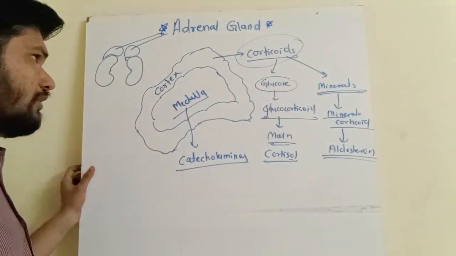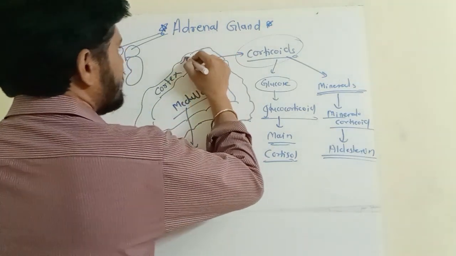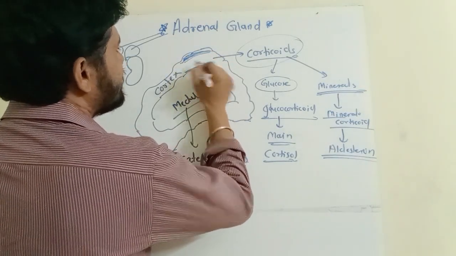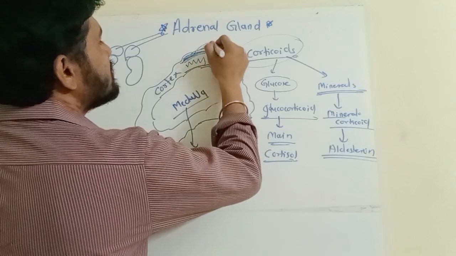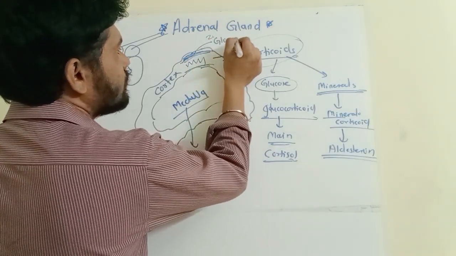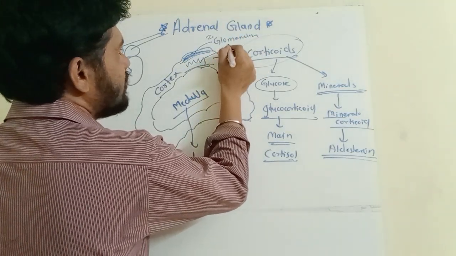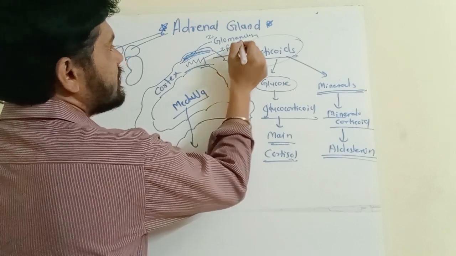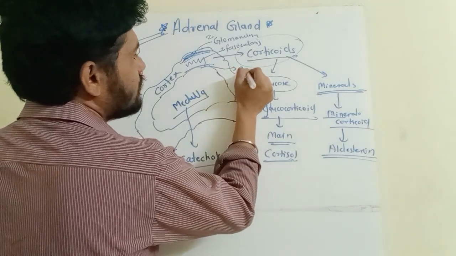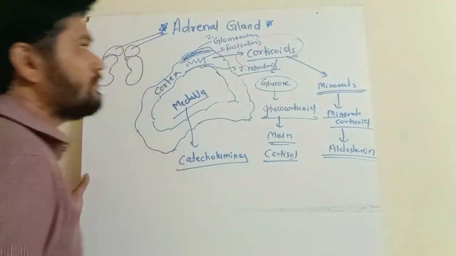Then, if we talk about the layers of the cortex first, there are three main layers: one outer, one inner, and a middle layer. The outer layer is called zona glomerulosa. The middle one is called zona fasciculata, and the inner one is called zona reticularis. These three layer names you have to remember.